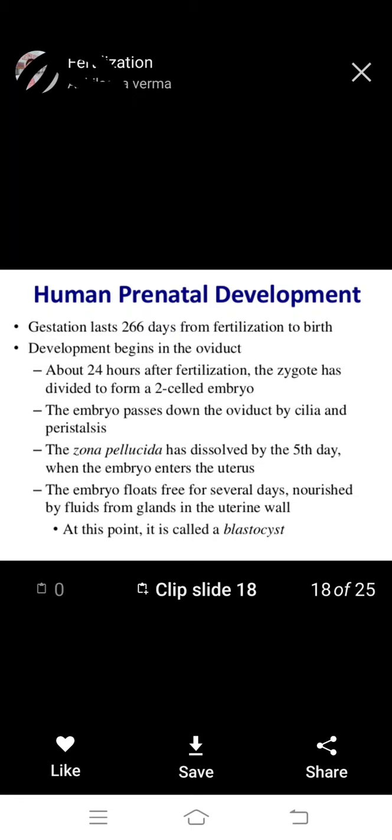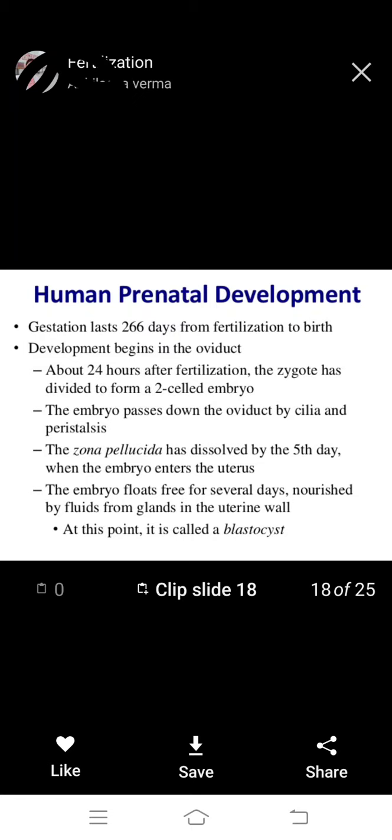Next, for example, human development. Gestation lasts 220, 240 or 266 days after fertilization to birth. Development begins in the oviduct. About 24 hours after fertilization, the zygote divides into a two-cell embryo. The embryo passes down the oviduct by cilia and peristalsis movement.